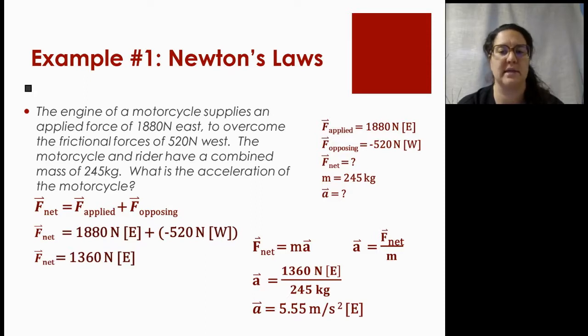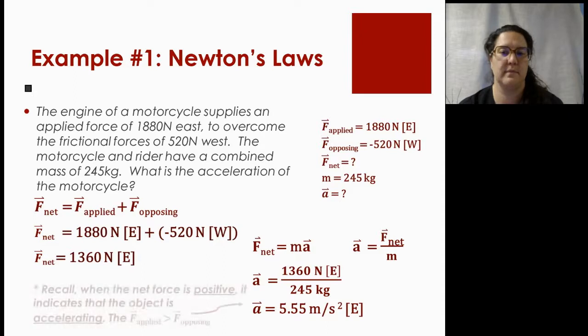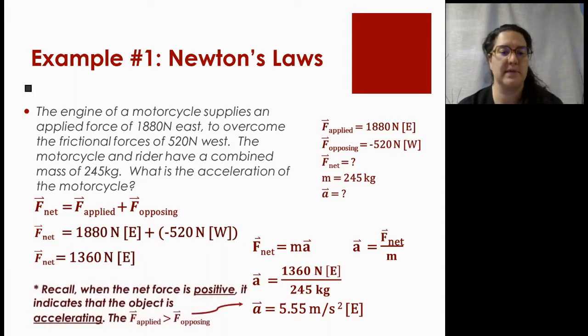Now, to calculate the acceleration, we're going to take our net force and rearrange that formula to find acceleration. So net force divided by mass equals acceleration. 1,360 newtons divided by 245 kilograms, and we get an acceleration rate of 5.5 meters per second squared east. So when there's a net positive force, it indicates that the object is accelerating.